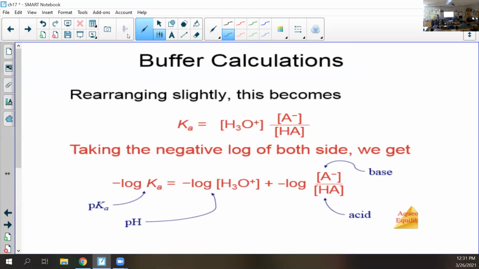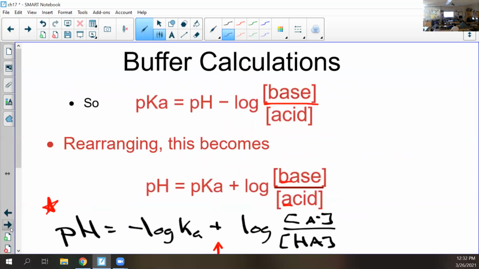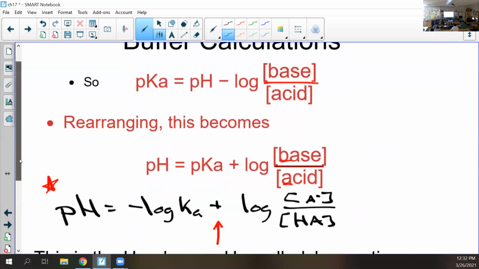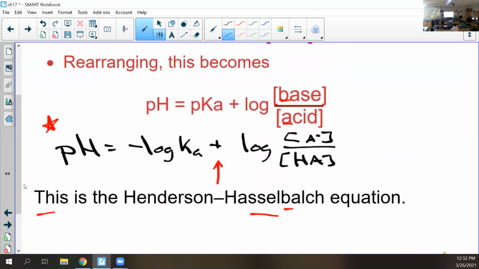Rearranging this slightly becomes Ka equals H plus times A minus over HA. Taking the negative log of both sides, we get the negative log of Ka is the negative log of H3O plus, plus the negative log of A minus over HA. I just took the log of everything. Don't write any of this down. So we can rearrange this to become pH equals pKa plus the log of B over A. Write that down.